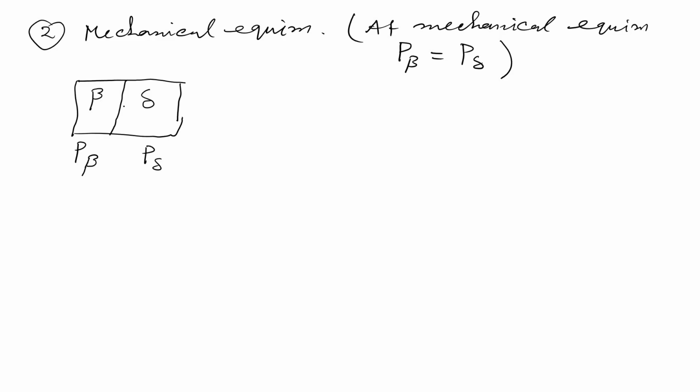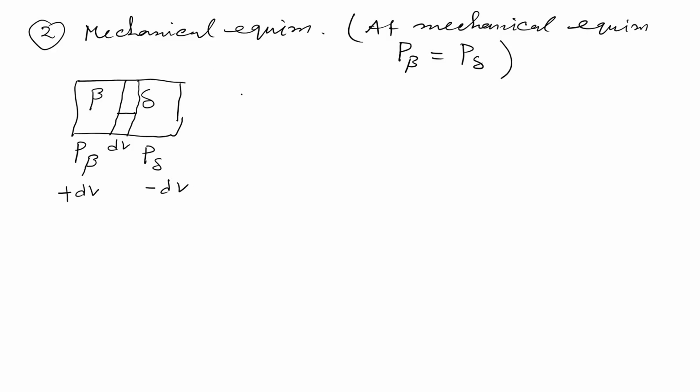Suppose this piston is moved from here. So now this is the volume of the beta phase. This is the volume of the delta phase. Now the piston is moved from here to here. So what happened? The piston is moved towards this side by the volume dV. So the beta phase volume increased by dV. So here the volume is increased by dV. For the delta phase, the volume is decreased by dV.